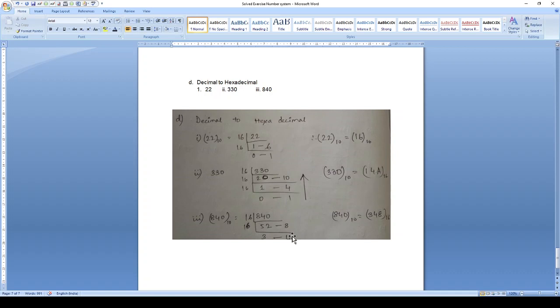Similarly, you also do it for 840. Okay. You will also do it for 840. Here you will get 3 coming on the remainder side. You will get 3 4 8, right? So that is what it is written.